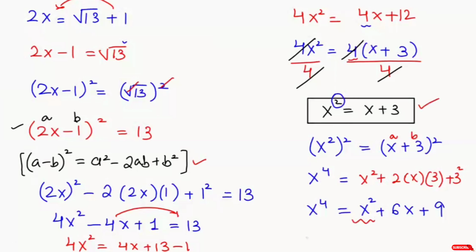So this equation turns to x to the power of 4 equals x plus 3 plus 6x plus 9. And now I'm going to add up the like terms. x to the power of 4 squared equals (7x plus 12) squared. Now again, here I'm going to apply the same algebraic identity. This is our a and this is our b value.